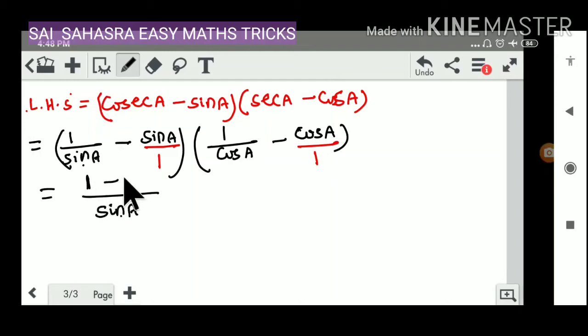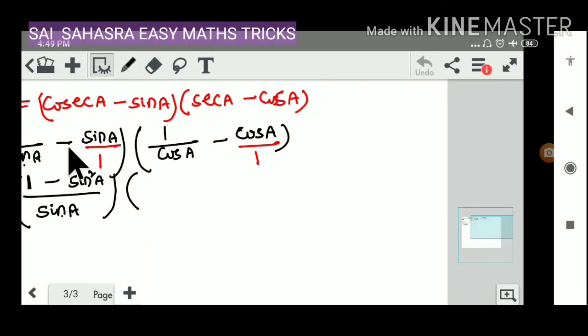For this minus, you can take this minus. 1 converted as sin a, so by multiplying with sin a, if this is multiplied with sin a, to get sin a, this also multiplied with sin a. Sin a into sin a, sin square a in the first bracket. Now let us go to second bracket.